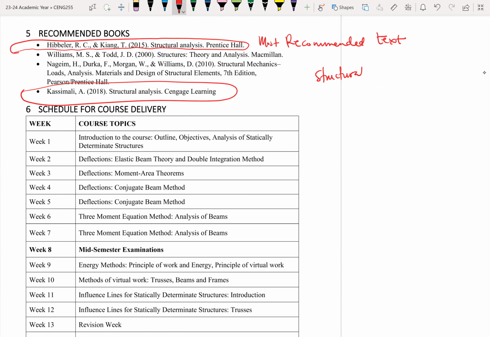So there's a structural analysis, and this is by S.S. Bhavikatti. I think that's the name. Let me get the spelling correct. Bhavikatti. So there are three volumes: volume 1, volume 2, volume 3. I don't know which is which, but when you go to the library, you can just look at the table of contents and tell which ones you are looking at.